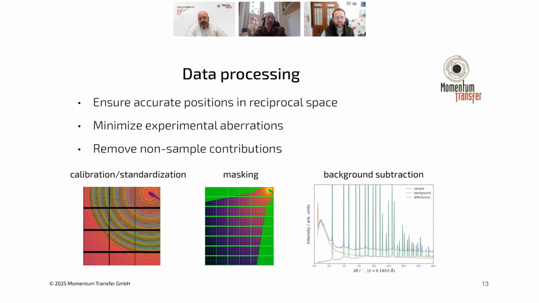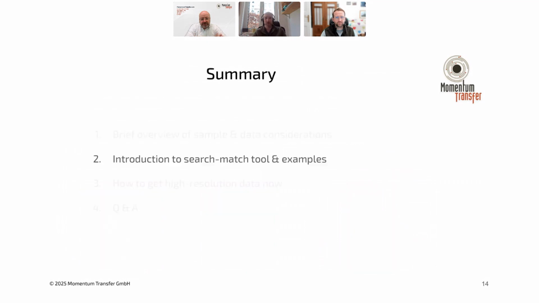And removing non-sample contributions. So we subtract the experimental backgrounds from your materials to make sure that that's not having any effect on the relative intensities. And in some cases, it may be necessary also to remove diffuse sample contributions from your data in order to specifically work with certain more crystalline components. So that's also something that may need to be considered.